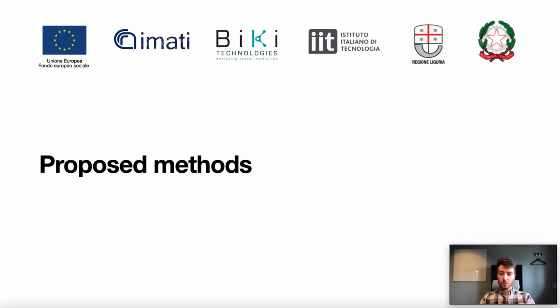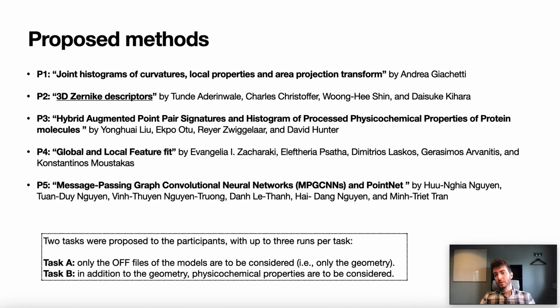I will now give an overview of the proposed methods, starting with an outline. So 8 groups registered to this track, 5 of which submitted the results. The participants were asked to consider 2 tasks. In task A, only the off files can be used, so basically only the geometry of the proteins can be exploited. In task B, the participants are invited to use both the off files and the corresponding physicochemical properties. The aim is to understand whether physicochemical properties can further improve retrieval and classification performance. Up to 3 runs per task were allowed.